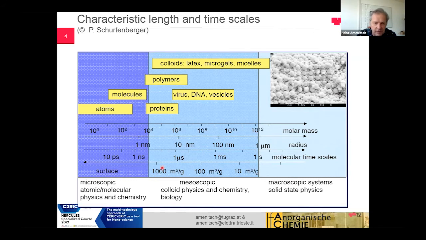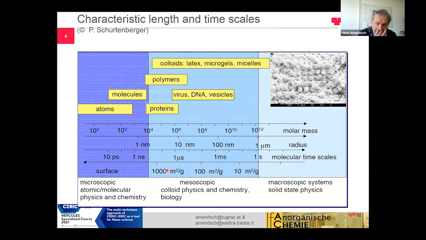If you have something like a few nanometer length scale or porosity of this length scale, this leads automatically to an inner surface of 1000 square meter per gram. And exactly this value can be measured easily by small angle X-ray scattering within seconds. So this is something I want to stress here.